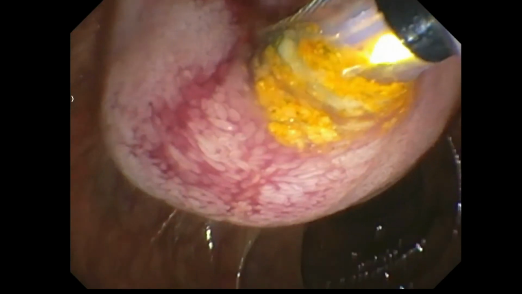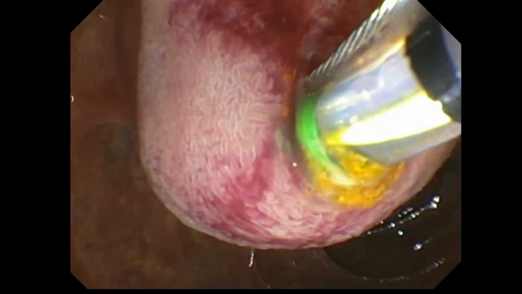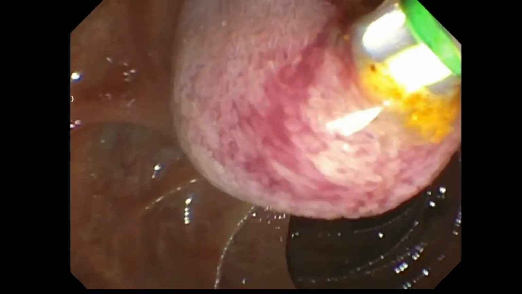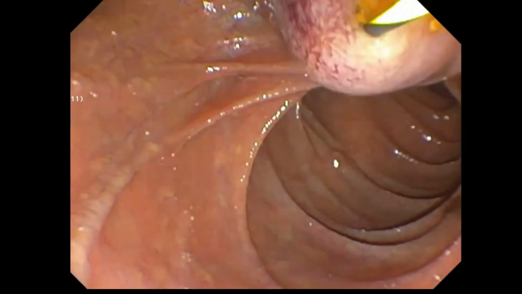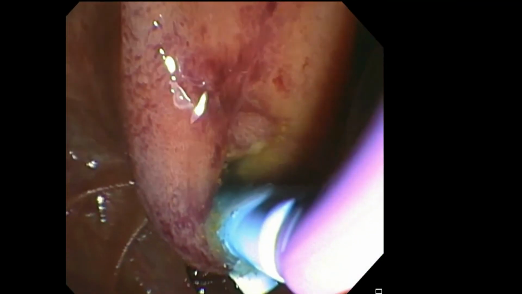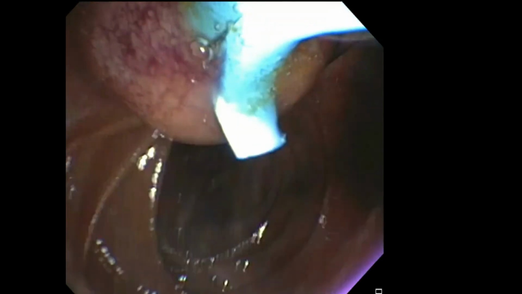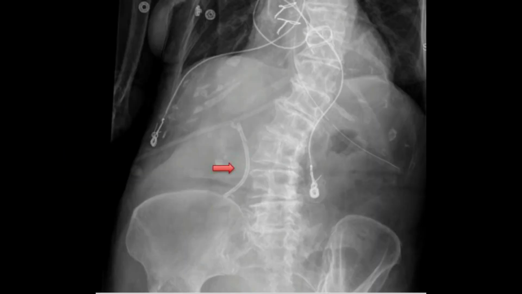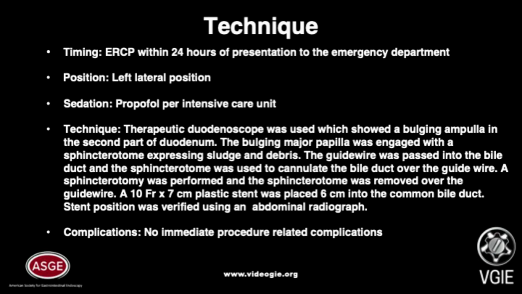The guide wire was passed into the bile duct and the sphincterotome was used to cannulate the bile duct over the guide wire. A sphincterotomy was performed and the sphincterotome was removed over the guide wire. A 10 French by 7 cm plastic stent was placed 6 cm into the common bile duct. Stent position was then verified using an abdominal radiograph. No immediate procedure-related complications were seen.